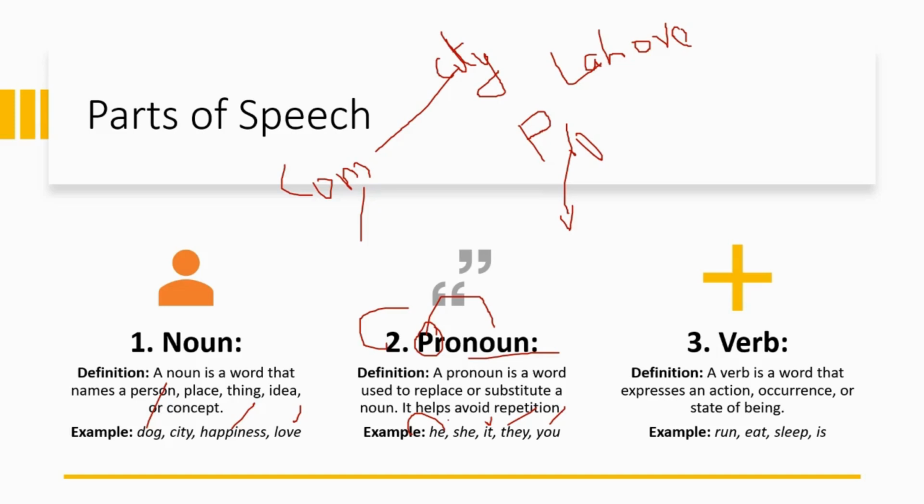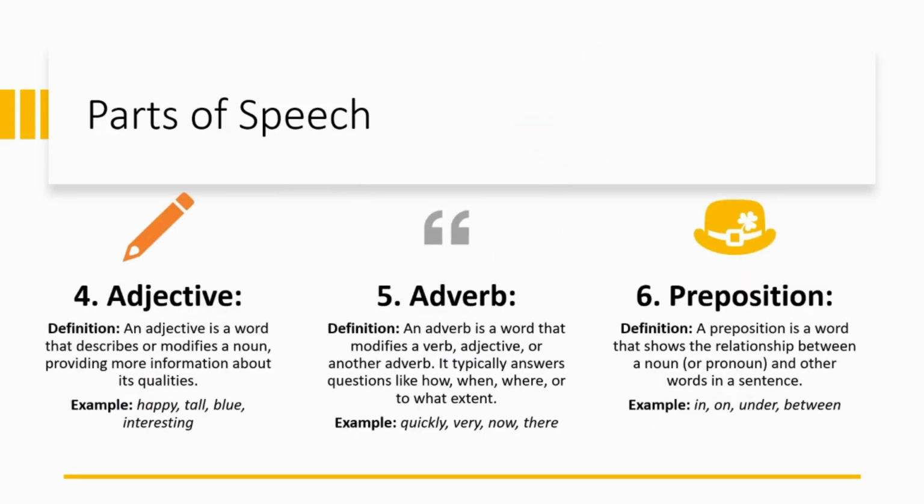These are pronouns. Next one is a verb. A verb is a word that expresses an action, occurrence, or state of being. For example, run fast. He runs fast. So run is a verb. The lion was sleeping. So sleeping is a condition. So these are verbs.